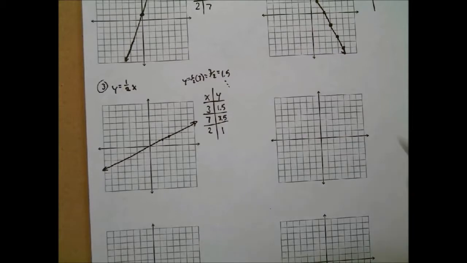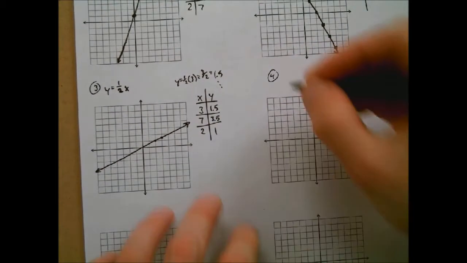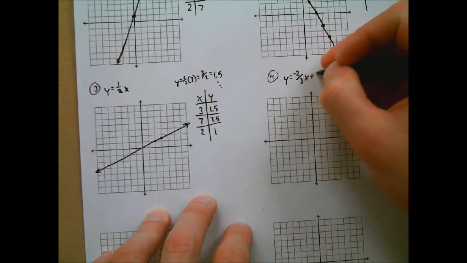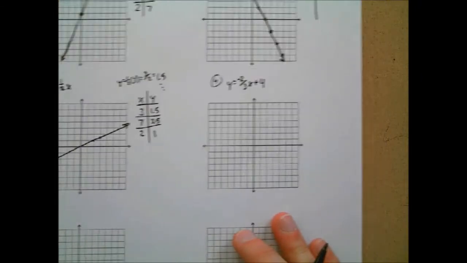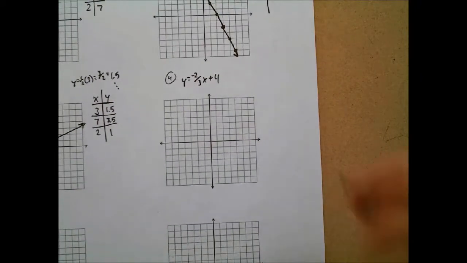All right, so number 4, we'll do one more here together. So y equals negative 2/3 x plus 4. Okay, more fractions. All right, so I'm going to show you this one, then I'll show you the shortcut. Actually, I'm going to have you guys try 2 after this one, and then I'll show you the shortcut.